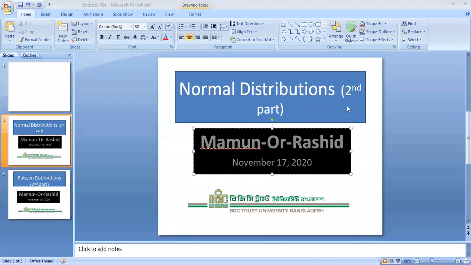Okay, today we'll start with normal distribution, second part. In the previous lecture, we studied normal distribution, its definition, its properties, and the main three conditions satisfied by normal distributions. Today we also start with normal distribution as a second part. First of all, we will define the normal distribution and try to derive normal distribution from the Poisson distribution as a limiting case.